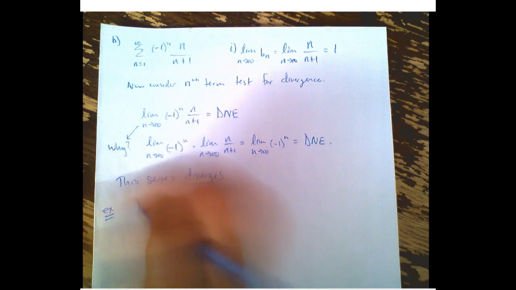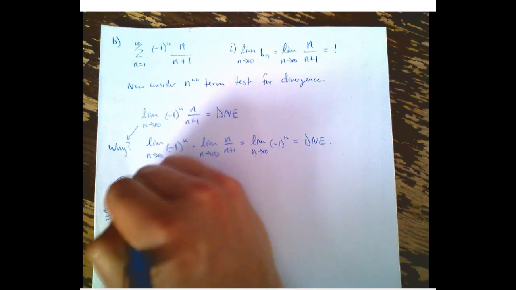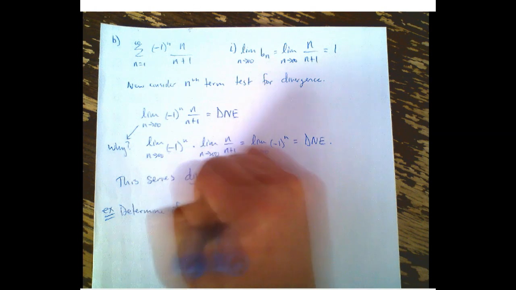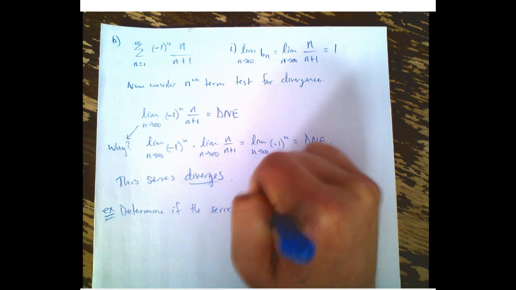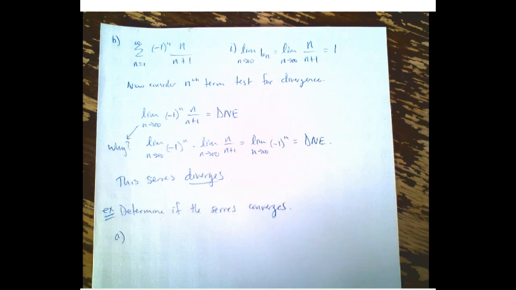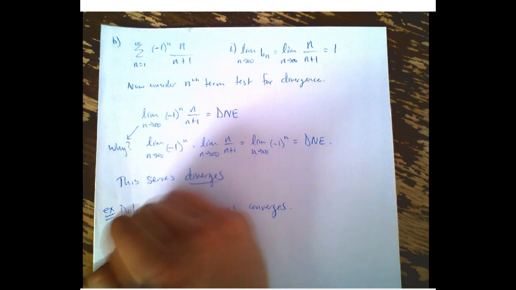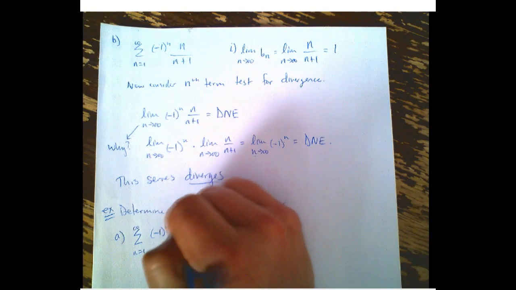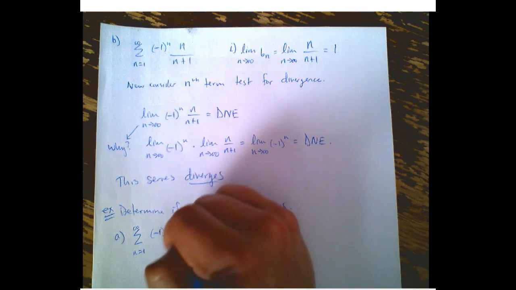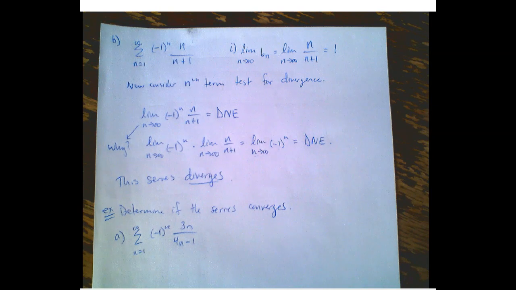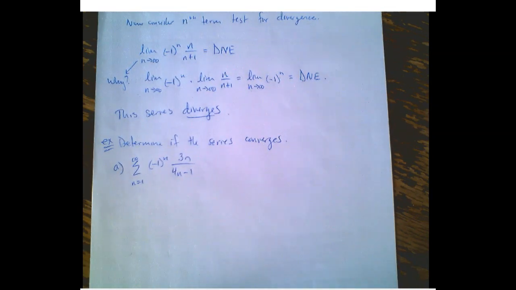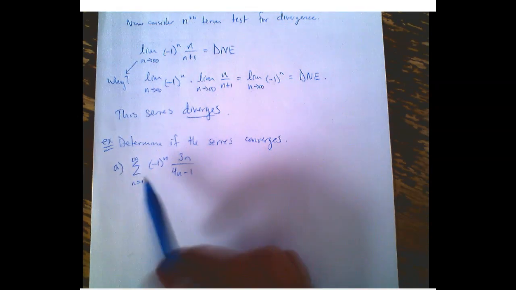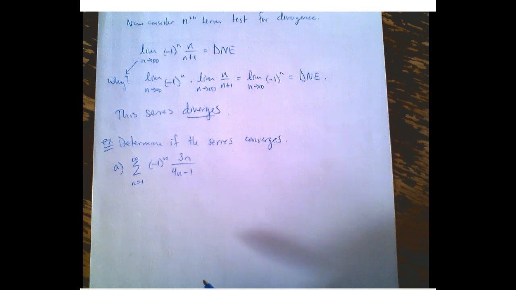All right, let's do another. Determine if the series converges. Let's do sigma n goes from 1 to infinity, -1 to the n, times 3n over 4n minus 1. So you may want to try this one on your own before I do the solution. You can pause here and do that, but I'll be going through the solution now.